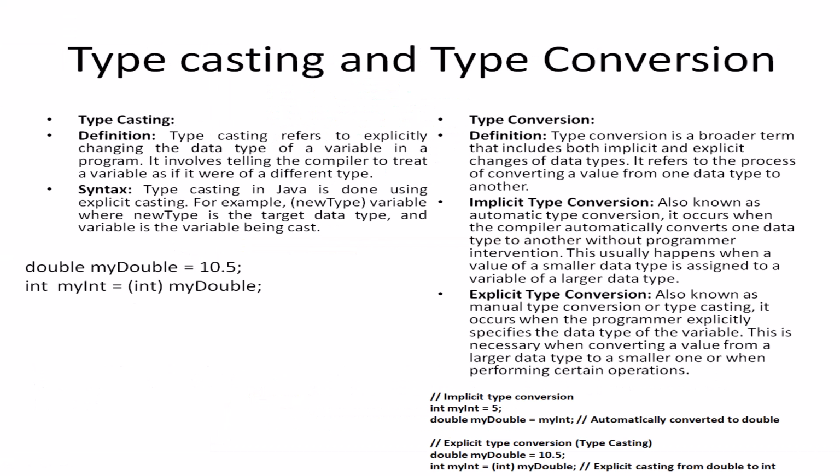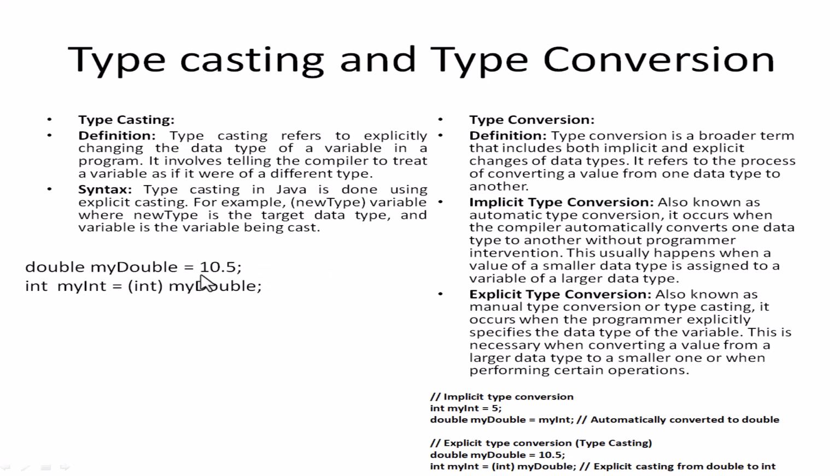Next one is typecasting and type conversion. Basically, typecasting refers to explicitly changing the data type of a variable in a program. It involves telling the compiler to treat a variable as if it were of a different type. For example, consider the syntax double myDouble, which we have given 10.5. If you want to convert it into an integer, the precision will be lost. So int myInt equals (int) myDouble. It is going to convert the double value, which is 10.5, into an integer.